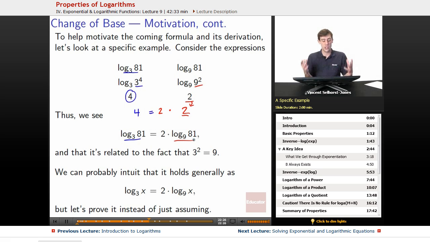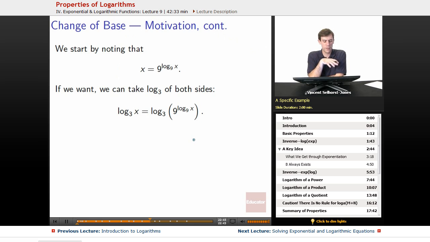You square 3 and you manage to get a 9 out of it. Now we can probably intuit that that holds generally. We can figure out that always, we're going to have log base 3 of x equal to 2 times log base 9 of x. But let's prove it instead of just assuming. Instead of just getting a feel like, yeah, that makes sense, let's actually prove definitely that that's the case.